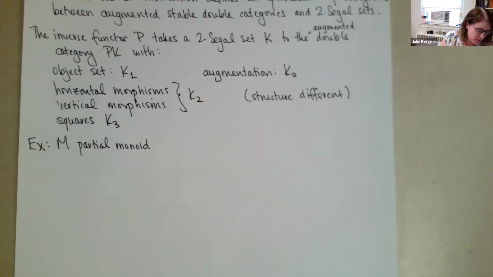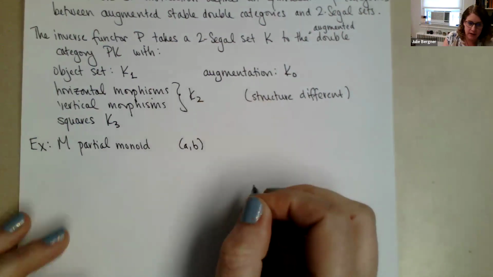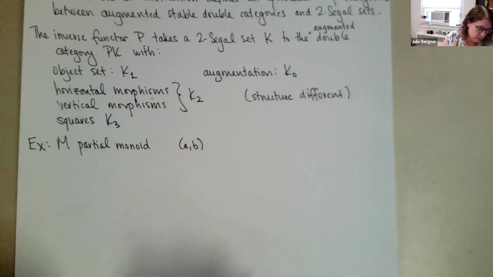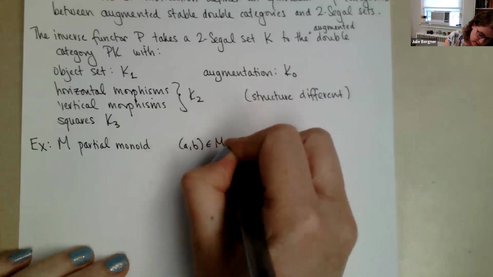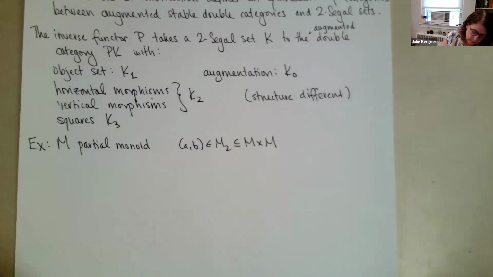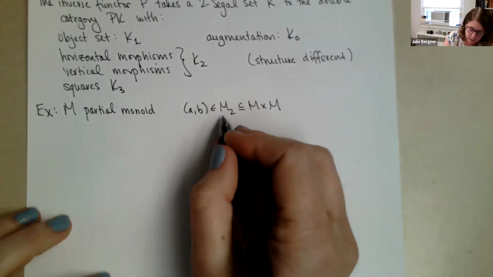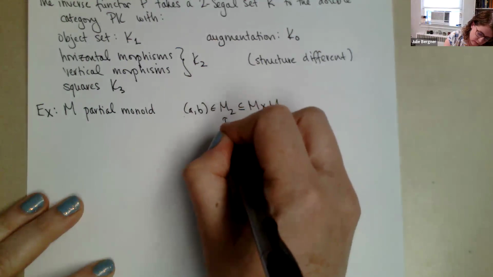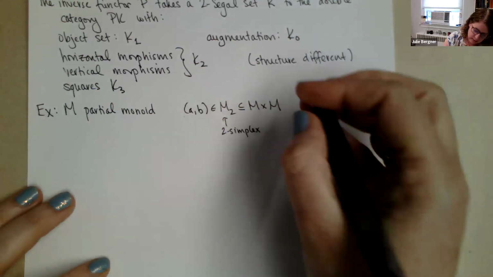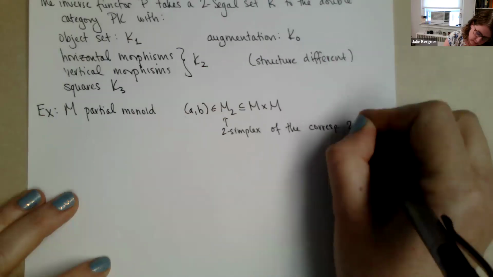Okay, so in a partial monoid, we have composable pairs. So this is a set with an operation, but not necessarily everything multiplies with everything else. So we had this subset M2 of M cross M. If I take an element, say (A, B) of M2, that was a two-simplex when we think of it as a simplicial set, with the corresponding two-simplices.